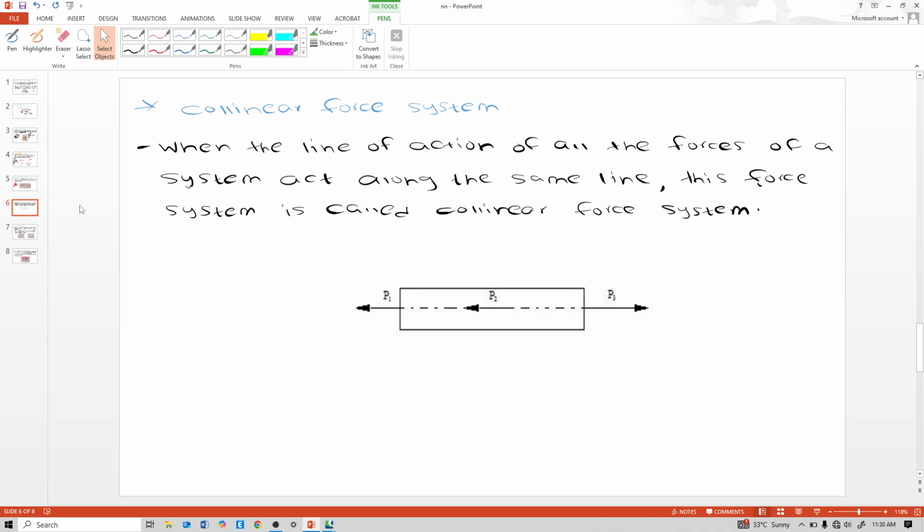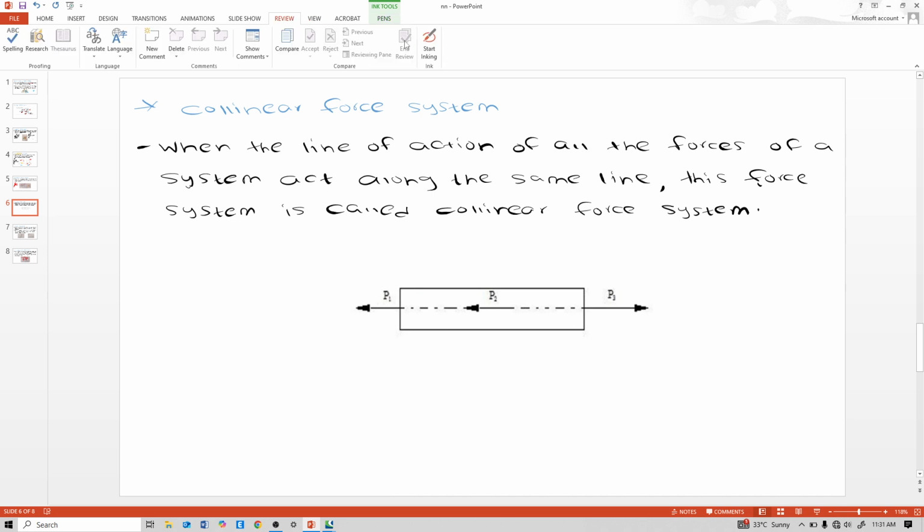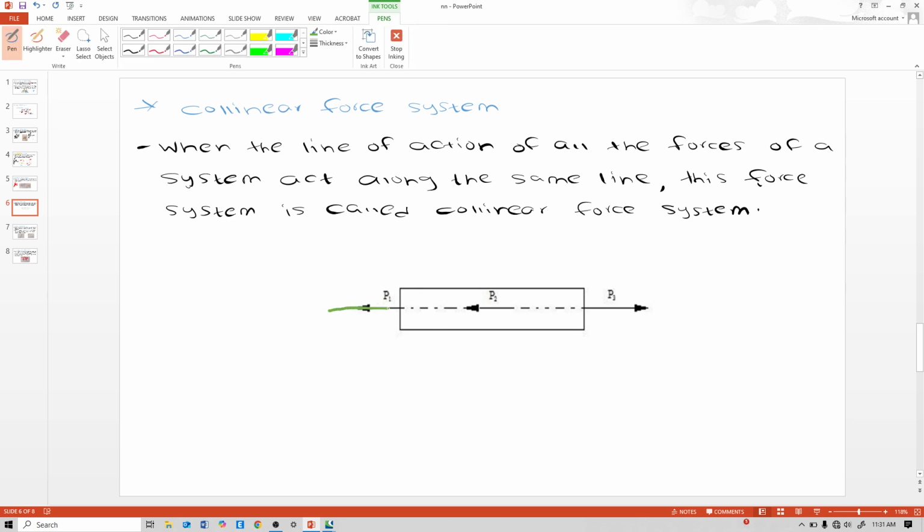So next is collinear force system. When the line of action of all the forces of a system acts along the same line, this force system is called a collinear force system. See, these three forces P1, P2, P3 act on a body, and the line of action of all three forces is along the same line. So that's why it is a collinear force system. The name itself is telling us, collinear.